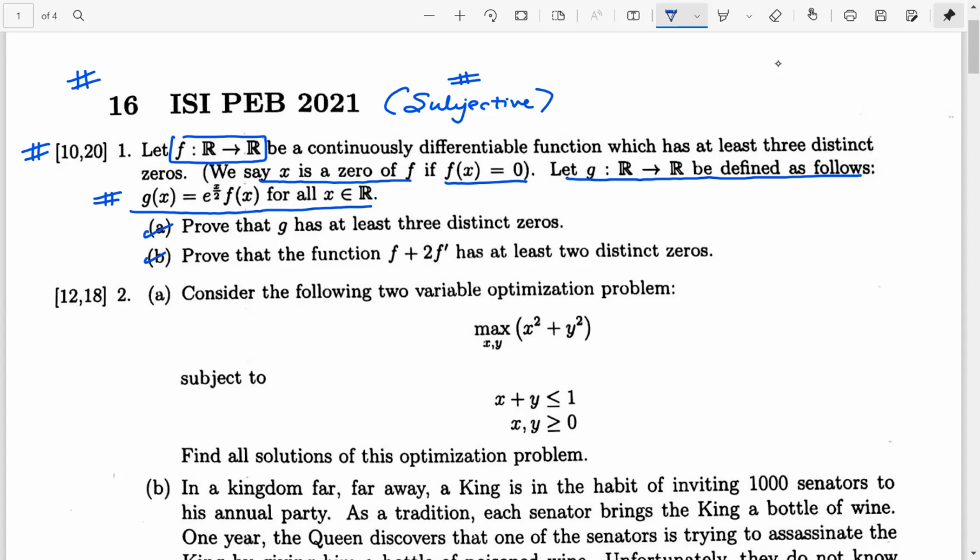So we need to show that g has at least three distinct zeros, and we need to show that f plus 2f dash has at least two distinct zeros. So let's come to the whiteboard and let's solve this question. Remember, it's a subjective question. We don't have any MCQs here.